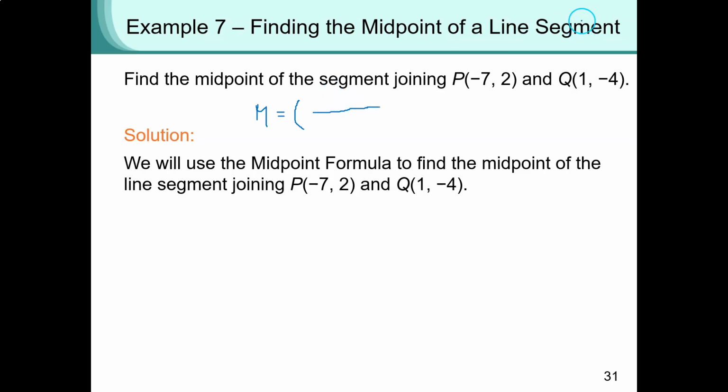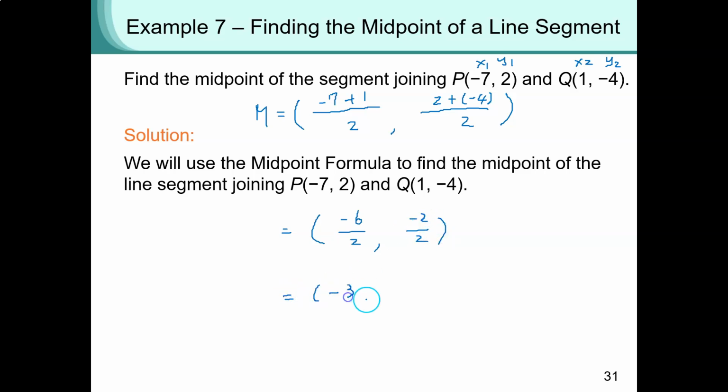I'm going to label x1 and x2 here: x1, y1, x2, y2. So we have x1 plus x2, which is -7 plus 1 divided by 2, comma, y1 plus y2, we will have 2 plus -4 divided by 2. So now we have -6 over 2, comma, -2 over 2. So the midpoint is located at -3, comma, -1, of the two points P and Q.